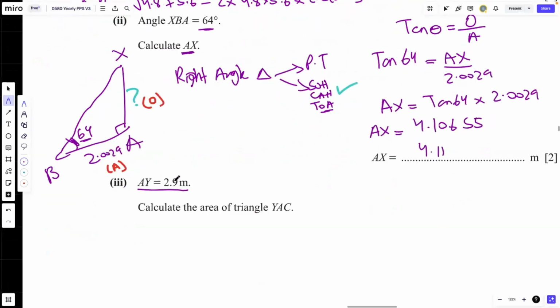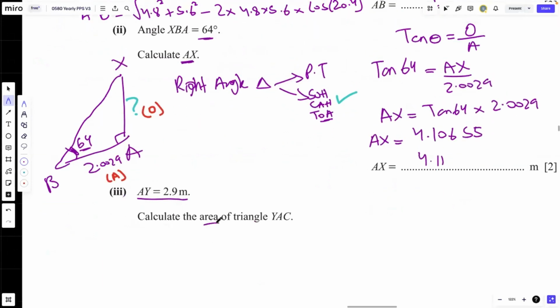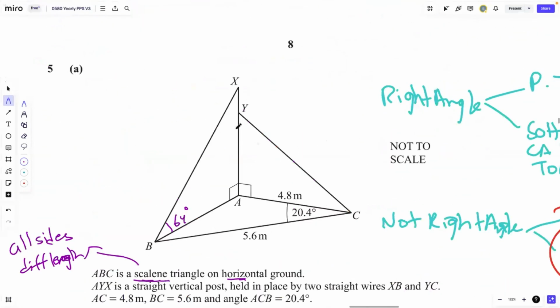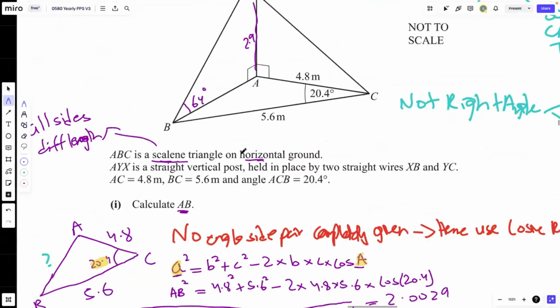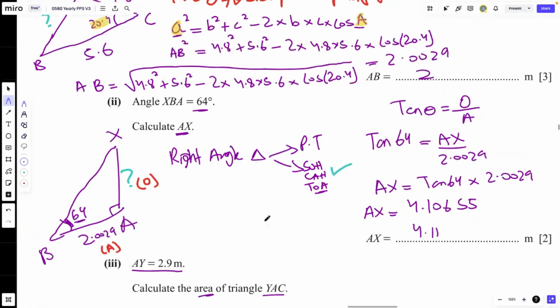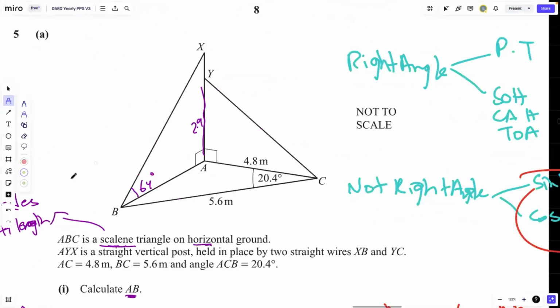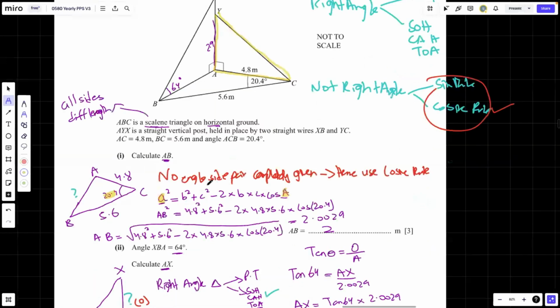Third part, AY is given as 2.9. Calculate the area of triangle YAC. So let's check where is AY. So AY is this length. It's given out to be 2.9. And we're supposed to try calculate area of triangle YAC. So YAC is this triangle. Let's just plot that out real quick.